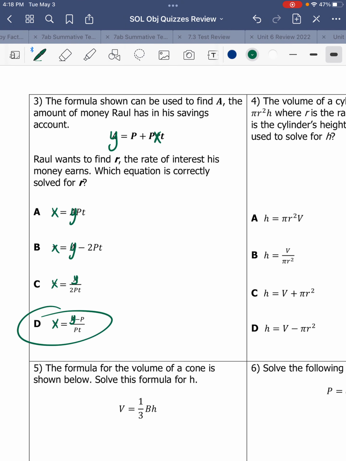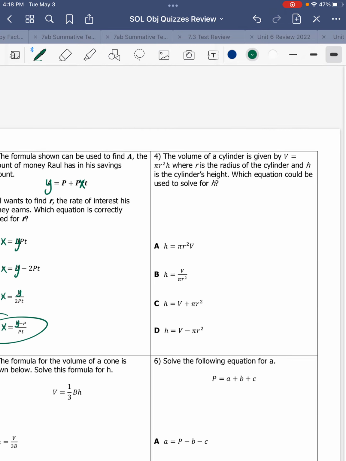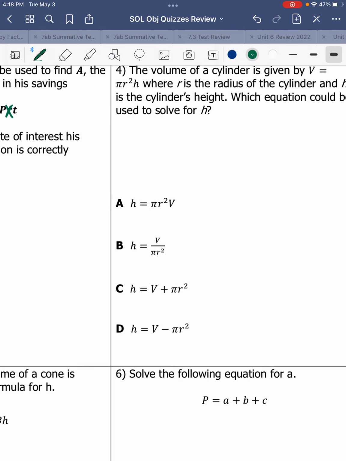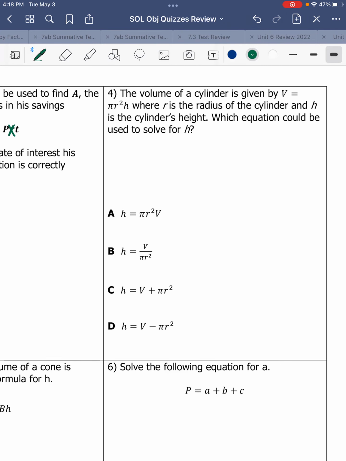So that one's D. To get you started on the next one, you can do the last two on your own. So the problem already has V equals, I'm going to rewrite it. V equals pi times R squared times H. Whatever the equation starts with, V equals, that's going to be my Y. And then what do we need to solve for? We need to solve for H. So H is going to be your X. V is your Y, H is your X.